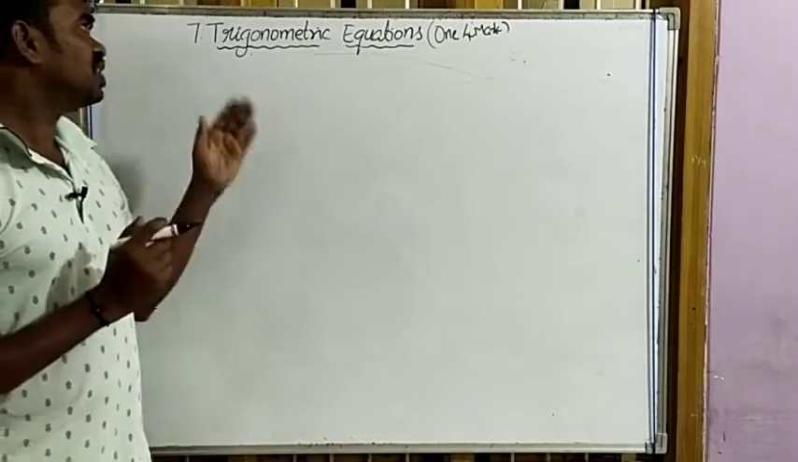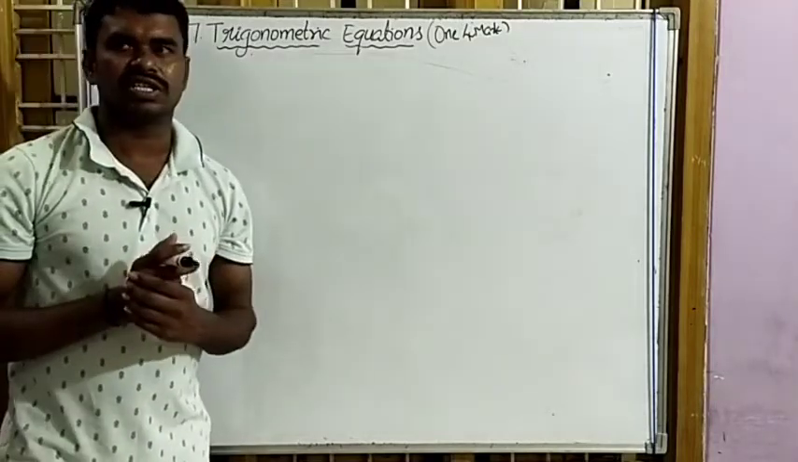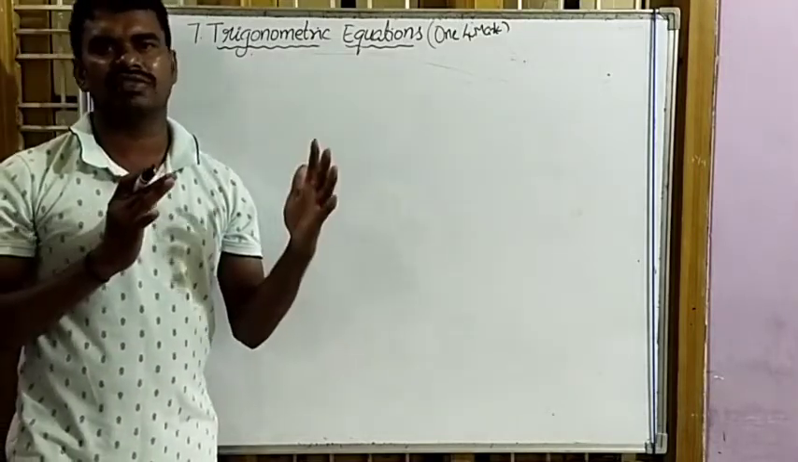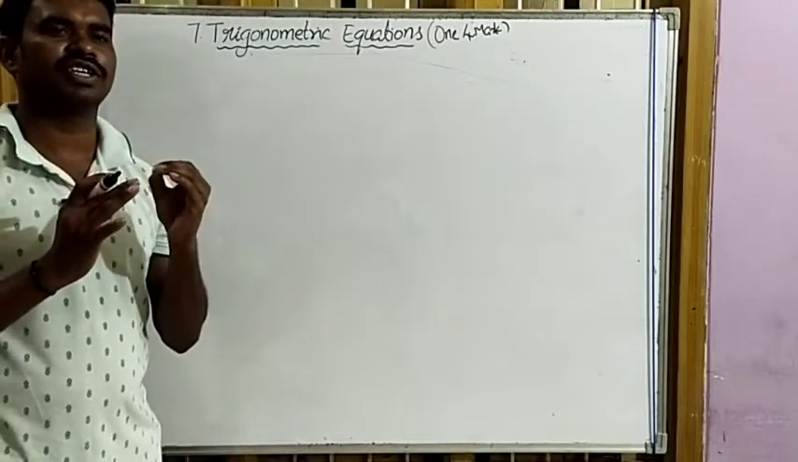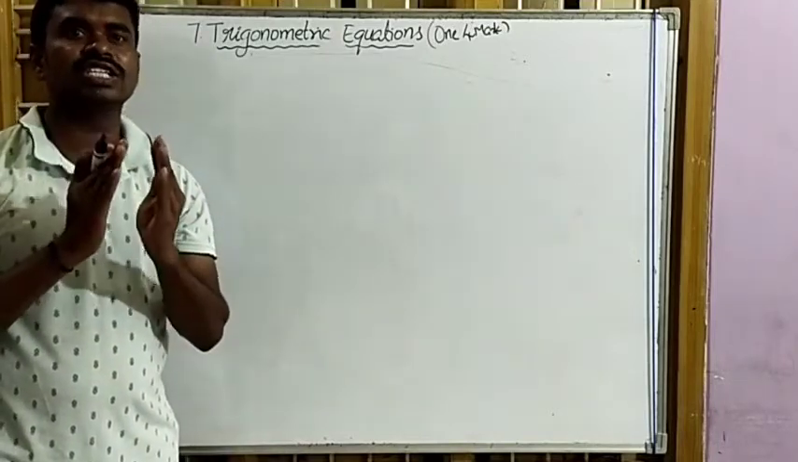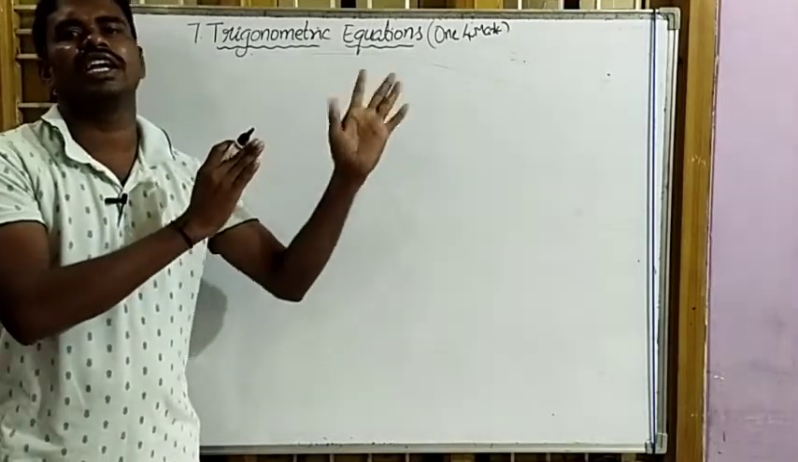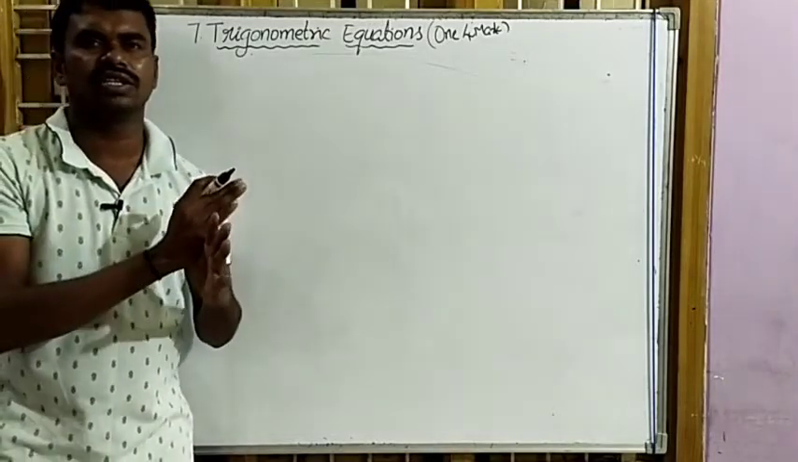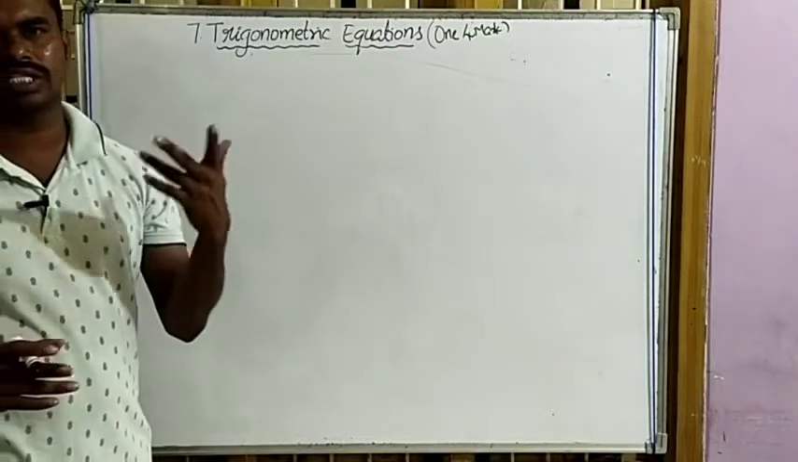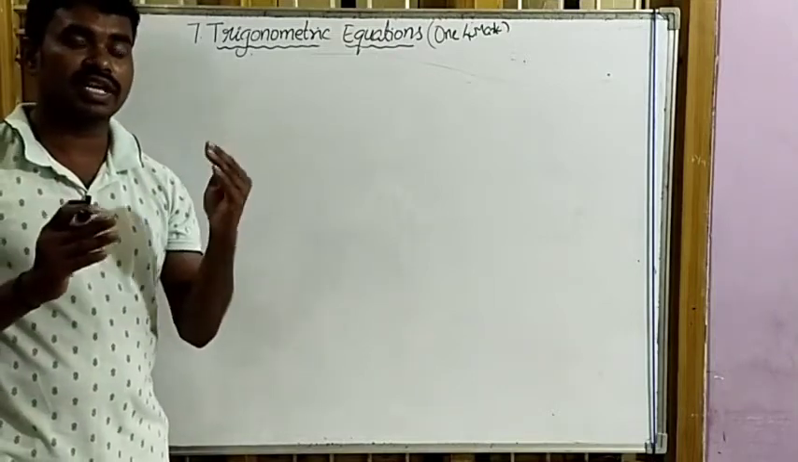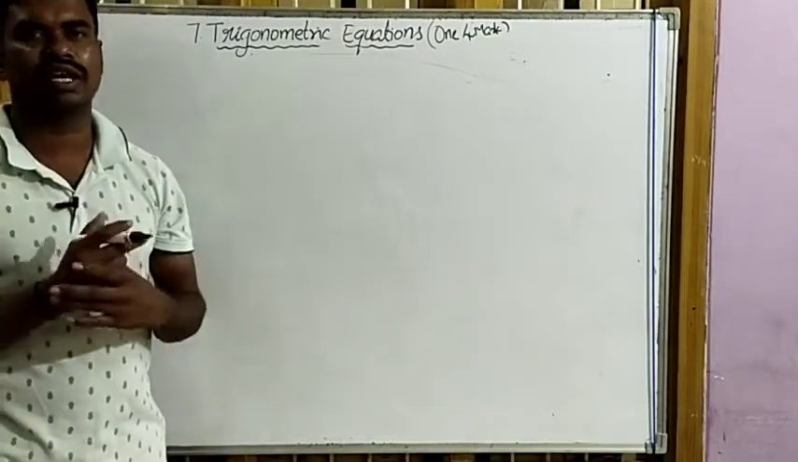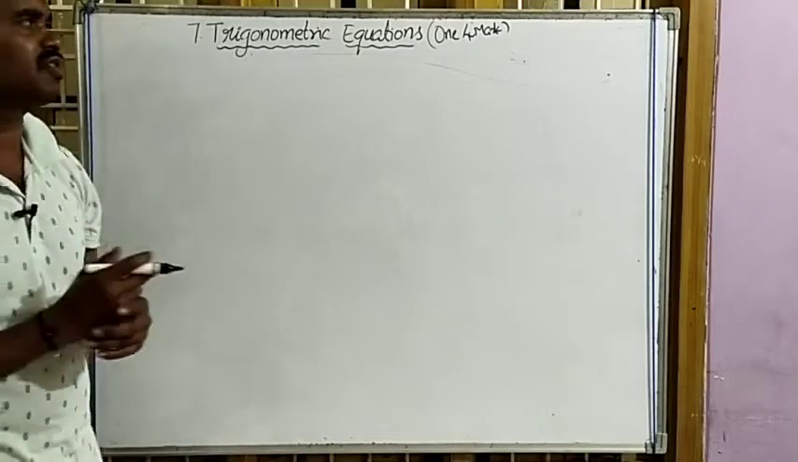What do you mean by trigonometric equations? Very simple, generally we know the equations. Now the definition: an equation that consists of trigonometric ratios is called a trigonometric equation. For example, sin x is equal to 0, sin square x plus 2 sin x plus 3 equal to 0, and so on. This kind of equations are called trigonometric equations.